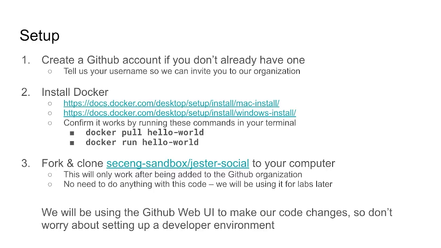Jester Social is a sample web app that we built, and the idea is that when you're working as a security engineer, you're always working to secure a product. So we built one that is self-contained in a Docker container. We're going to pretend that we work at a company where this is what we need to secure, and we're going to try to run static analysis on code that's being added to that repo.